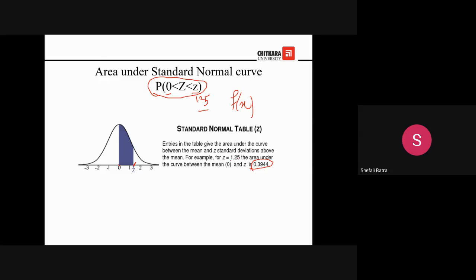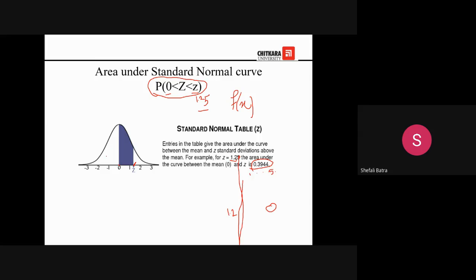How will we see this value in the table? You will get the value of z, 1.2, in this column, and 0.0, 0.1, 0.2, 0.3, 0.4, 0.5 in this form the table will be given. So you will get 1.2 from here and 0.5 from here, and where these values intersect, that will be the value for 1.25. I'll show you in the table, right?